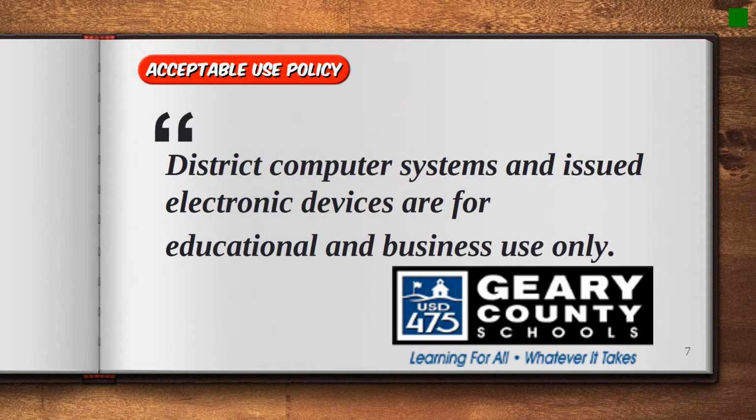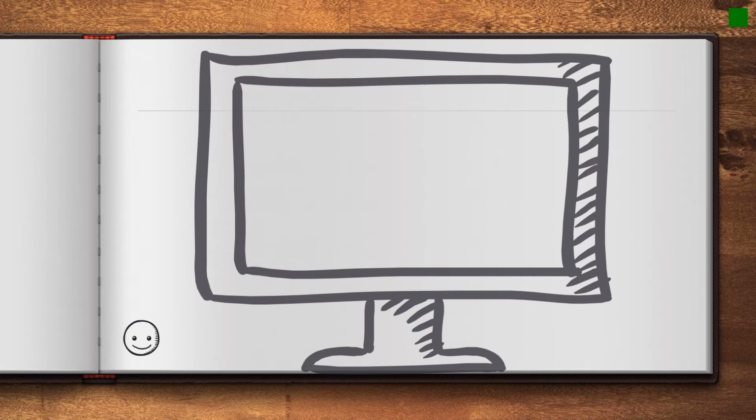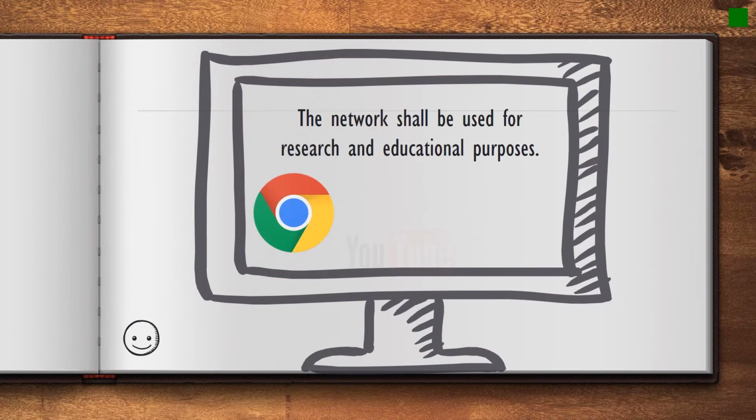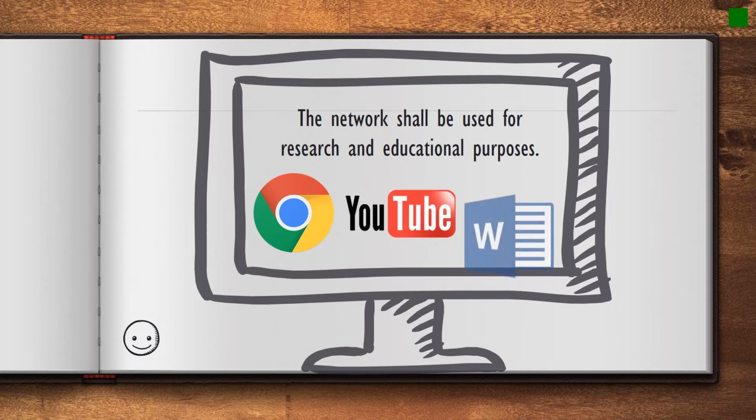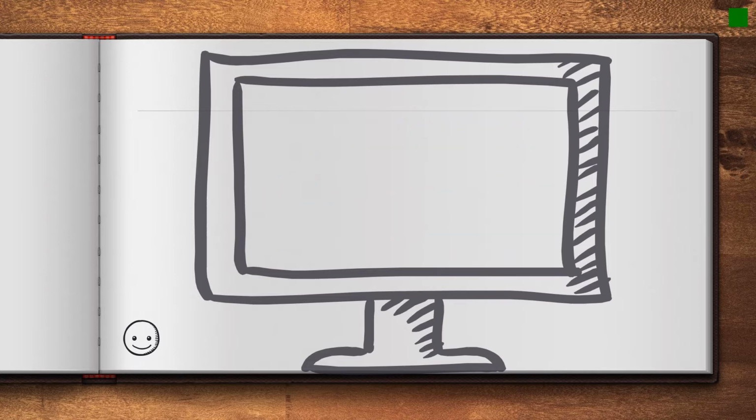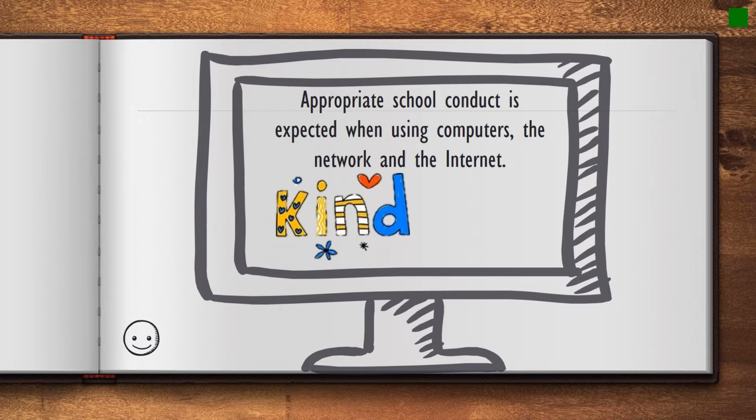District computer systems and issued electronic devices are for educational and business use only. That means anytime you're using programs such as Google Chrome, YouTube, Microsoft Word, just make sure there's an educational purpose. Appropriate school conduct is expected when using computers, the network, and the internet. That means we show respect for each other and we're using kind words.